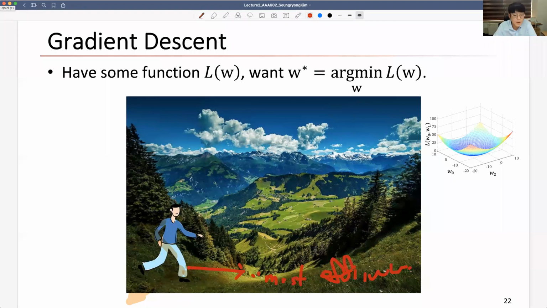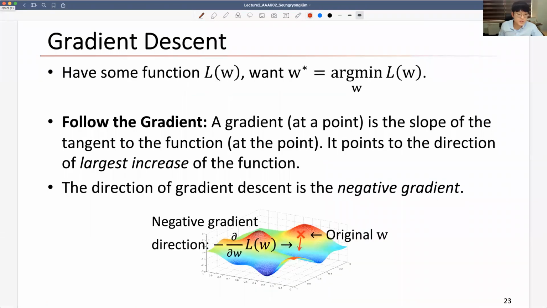Why is this way the most efficient way? This direction can reduce the loss function most efficiently compared to the other directions, right? This is the main idea of gradient descent. Here is the idea: we can just use the concept of the gradient.